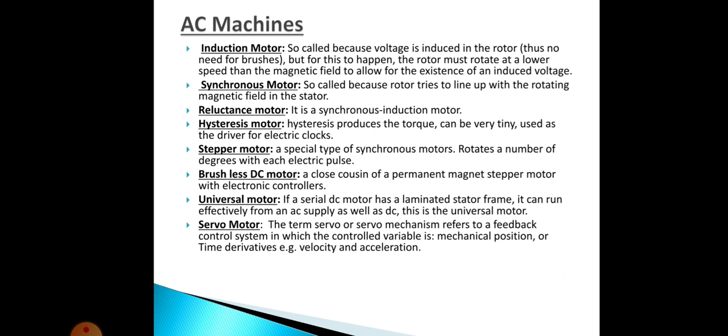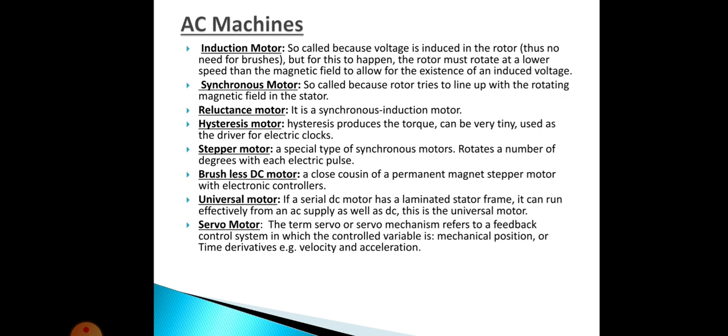The next one is the reluctance motor. A synchronous induction motor, the rotor has salient poles and a cage so that it starts like an induction motor and runs like a synchronous motor. The next one, the hysteresis motor. Hysteresis produces the torque, which can be very tiny; it is used as the driver for electric clocks. The next one is the stepper motor, a special type of synchronous motor that rotates a number of degrees with each electric pulse. The next one is the brushless DC motor, a close cousin of the permanent magnet stepper motor with electronic controller settings.